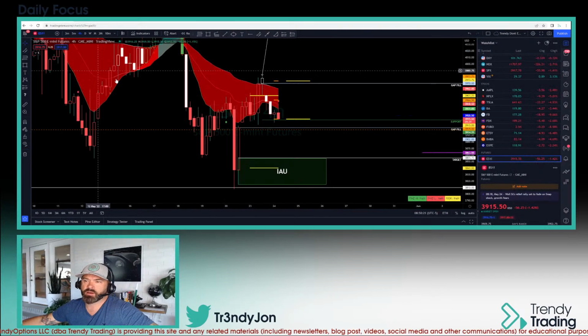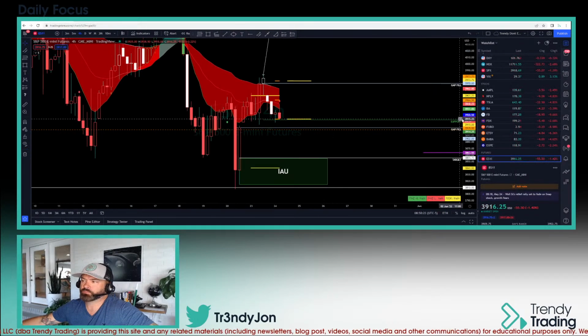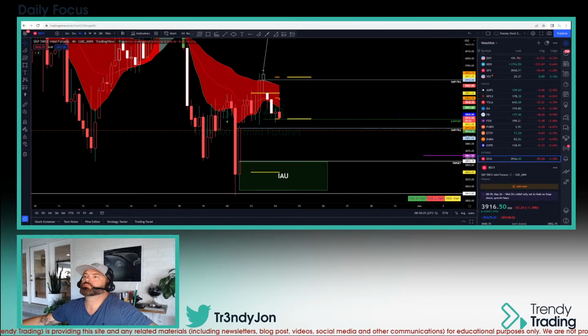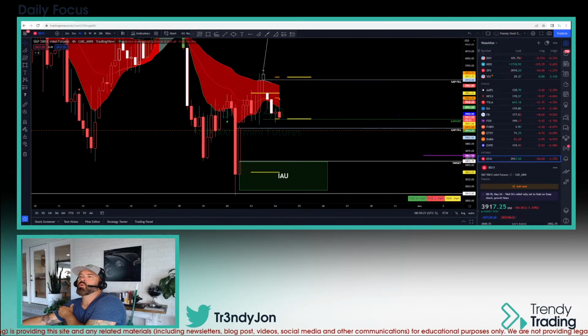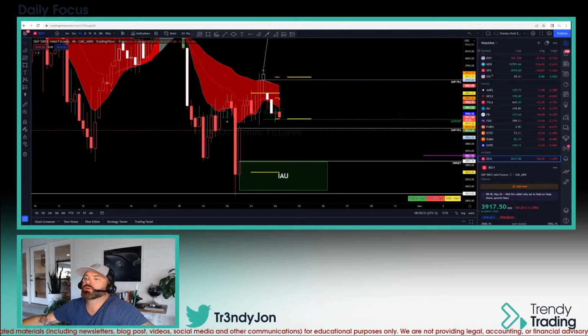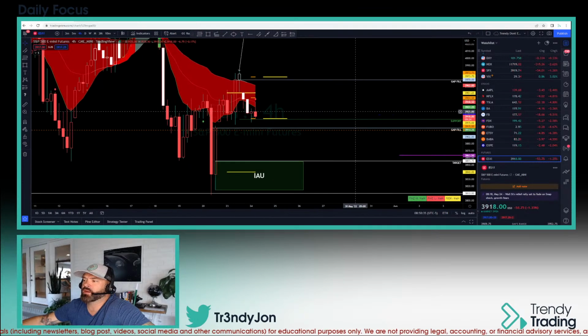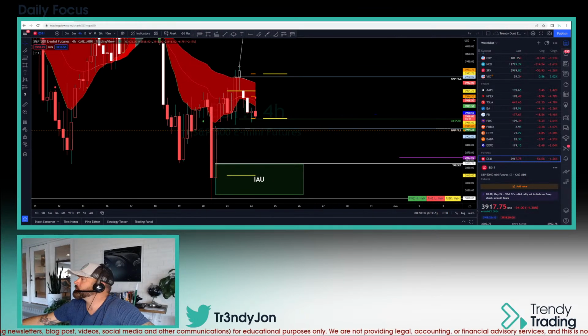And BAC backed off just a little bit. DE on watch, double inside on daily. Nice flag on the 4 hour. Let's see if this support's going to hold up here. Maybe, maybe not. BBY, Best Buy, pretty strong this morning.